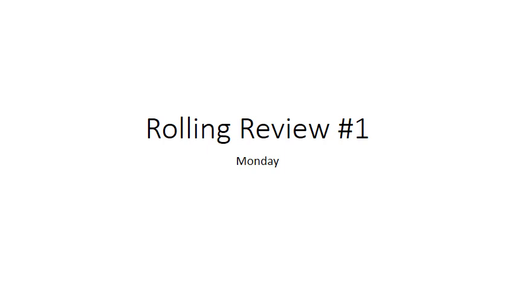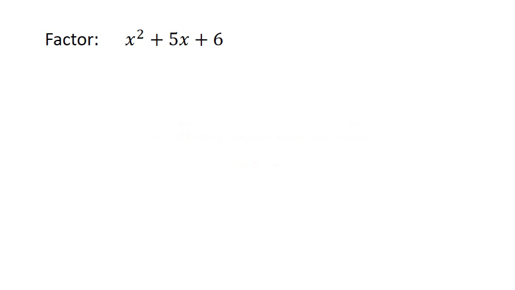This is rolling review number 1, Monday's recording. You'll remember that we factor by, first off, there's an understood 1 here at the beginning, but we start with our first times last. First times last is 6. So then I have to bring down my x squared and bring down my 6. Now I've got to split this middle term.